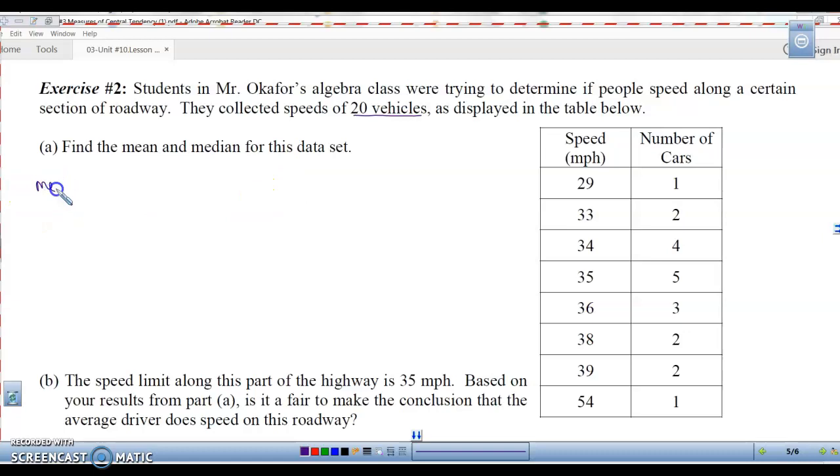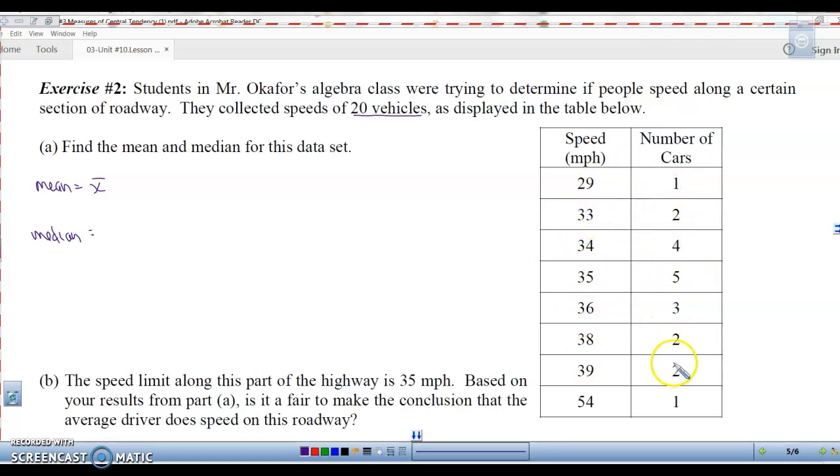All right, so we need to find the mean, which is X bar, and we need to find the median, which is the middle number. Okay, so what we need to do is figure out the data for this. Now notice this is what's called a frequency table. So we have to know how many of each of these speeds exist. So there's 129, there's 233s, there's 434s.